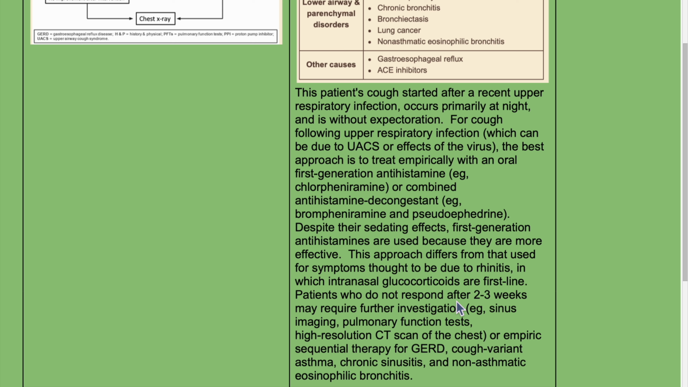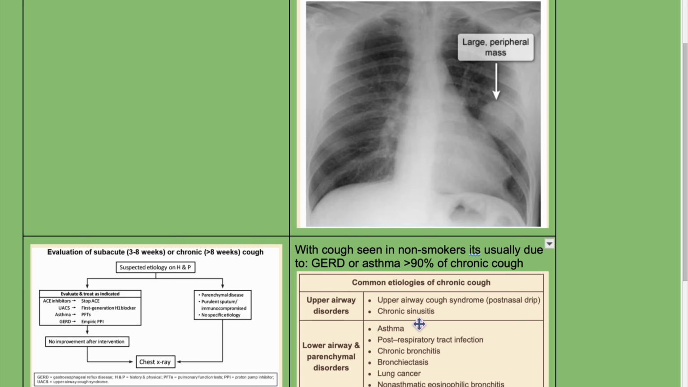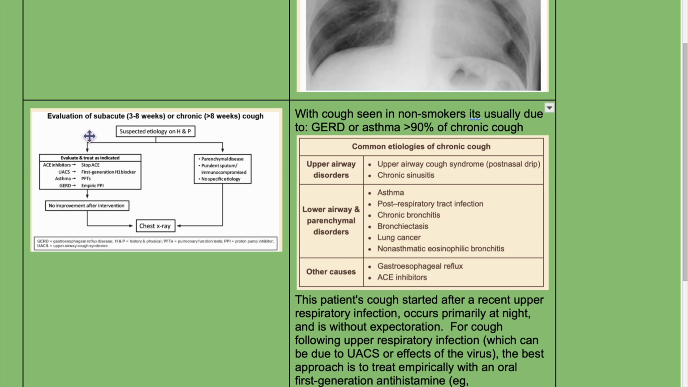Patients who do not respond after 2 to 3 weeks may require further investigation, for example sinus imaging, pulmonary function test, or HRCT scan of the chest, or empiric sequential therapy for GERD, cough variant asthma, chronic sinusitis, and non-asthmatic eosinophilic bronchitis. So we do all of that. Here's the algorithm for it.